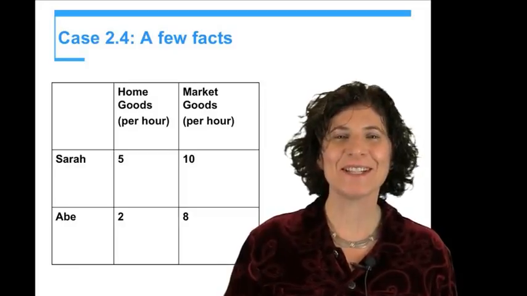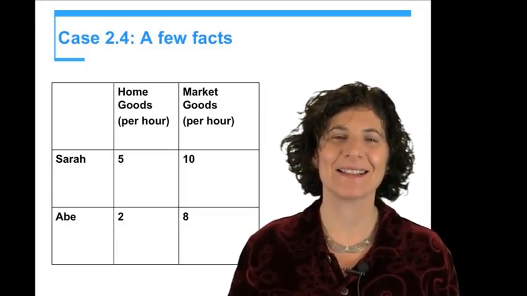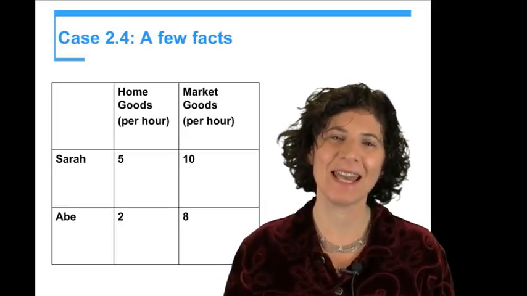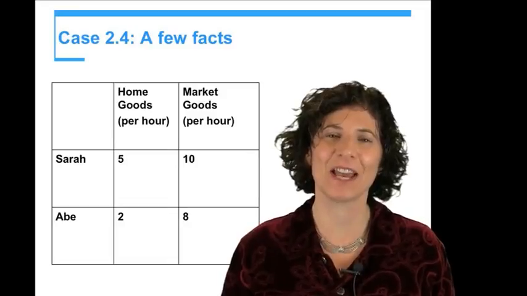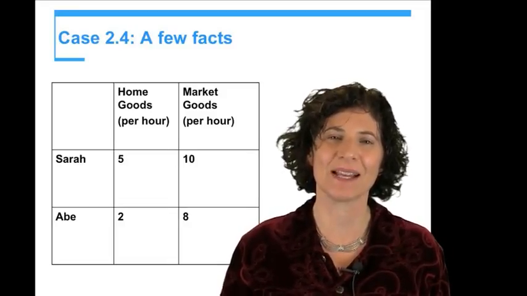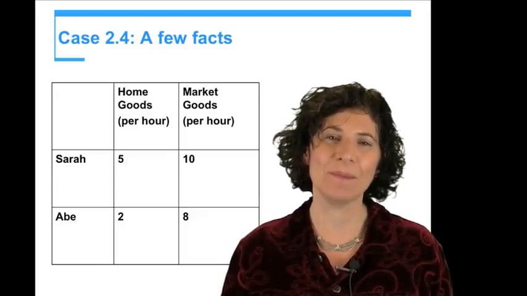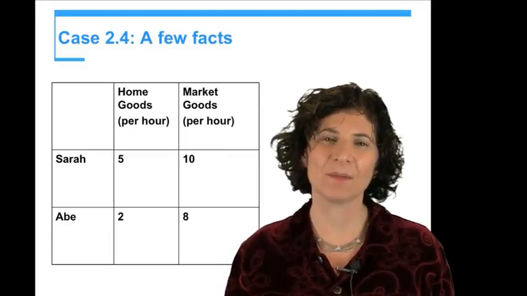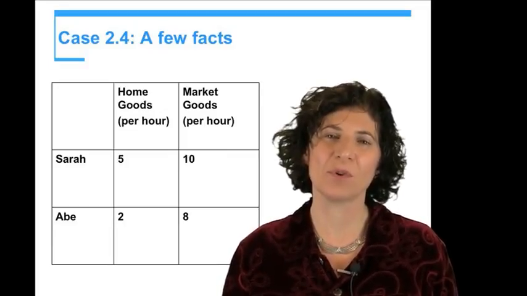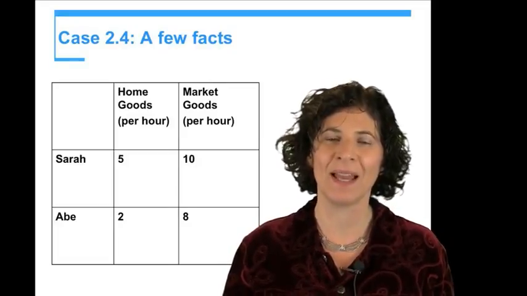You may have noticed when you looked at these data that when I assigned the abilities to Sarah and Abe, I made Sarah better at both tasks. For each hour that Sarah spends at home, she makes more goods than each hour that Abe spends at home. And similarly, for each hour they spend in the marketplace, Sarah produces more units than Abe would produce in the marketplace.